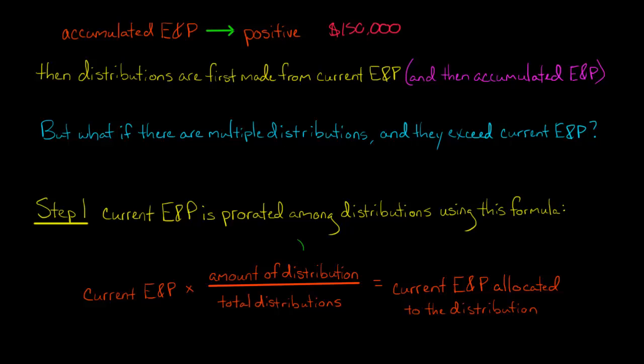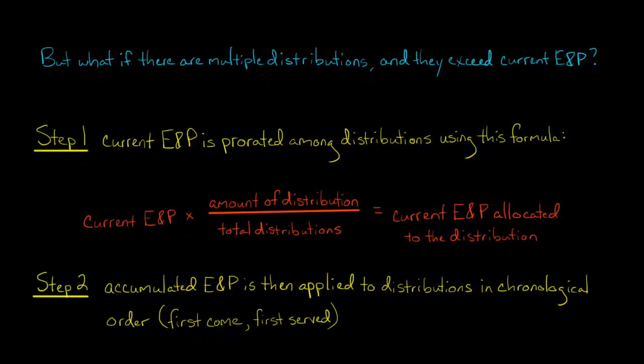Okay, so I'd write this down. Current E&P, now we're looking at a particular shareholder and their distribution. We're going to multiply current E&P by the amount of distribution that shareholder received divided by the total distributions during the period. Okay, and then that is going to be the amount of current E&P that gets allocated to that distribution. I know this is a lot. I don't expect you to know it just after seeing that formula. We're going to work through an example, and we're going to come back to that formula. So just write that down.